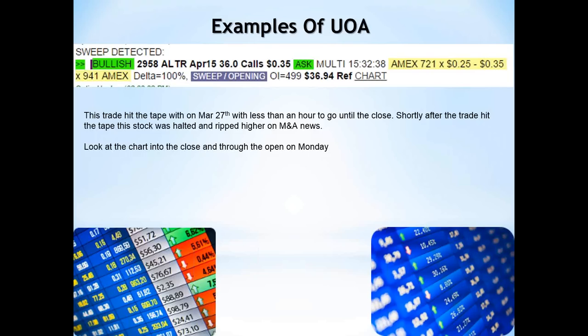Okay, so we're going to look at the chart here in a second so you can see how the stock performed. But it doesn't really take a genius to look at this and say, hey, there's something here that is kind of suspicious. How many of you would look at this order, and I'm telling you, this order hit the tape, and moments later the stock got halted and ripped higher? How many of you would say, well, this person just got lucky? Or how many of you would say, no, they knew something was going to happen.